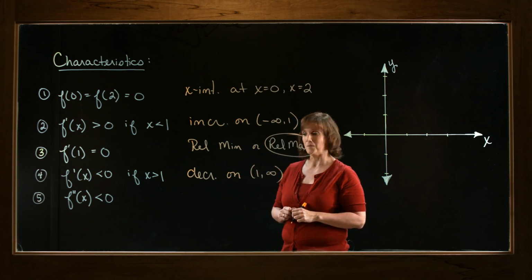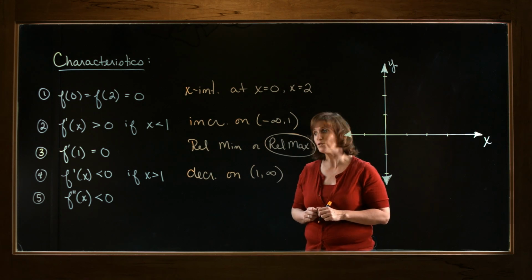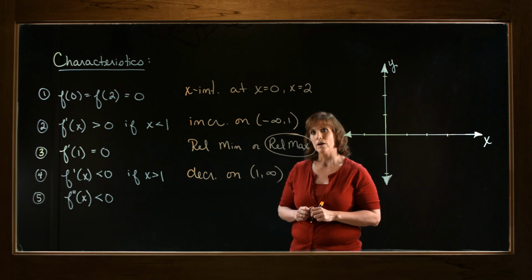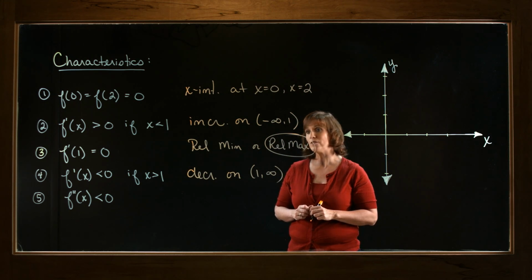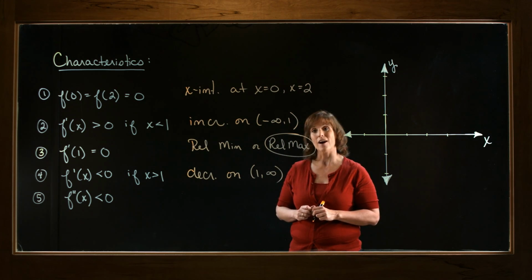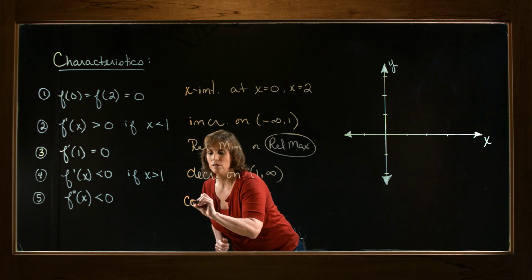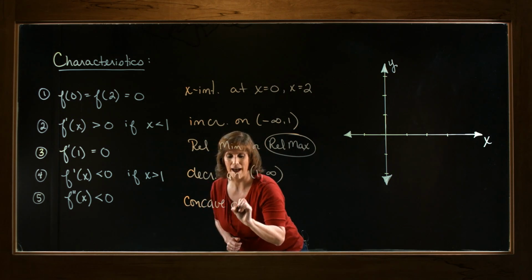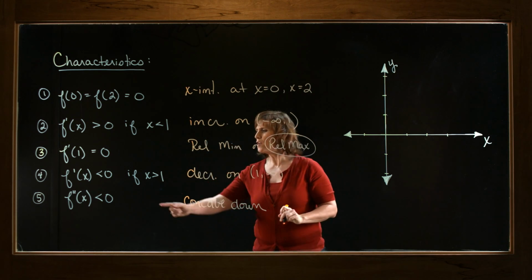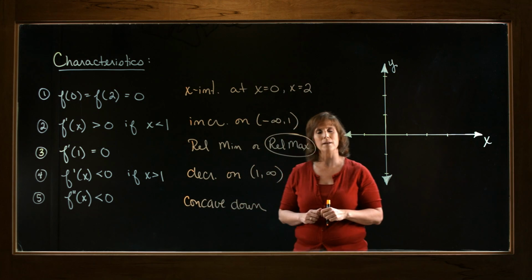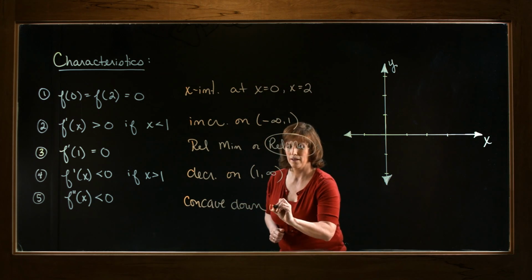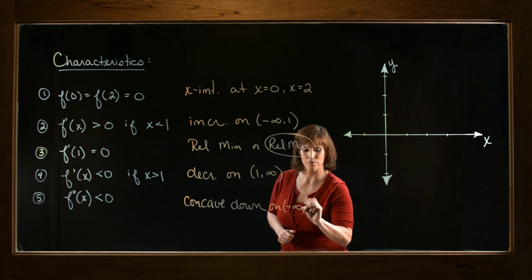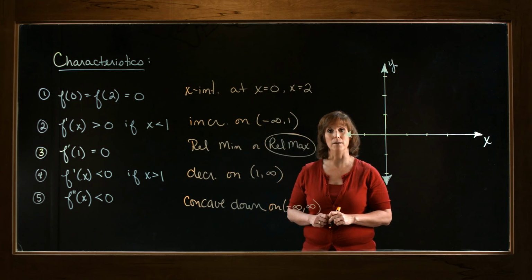Last piece of the puzzle. The last piece tells me that the second derivative is less than 0. Well, second derivatives tell me about concavity. And when the second derivative is negative, that means it's concave down. So I've got a concave down graph. And notice that there were no stipulations written about x. So that means it's concave down everywhere, from -infinity to +infinity.